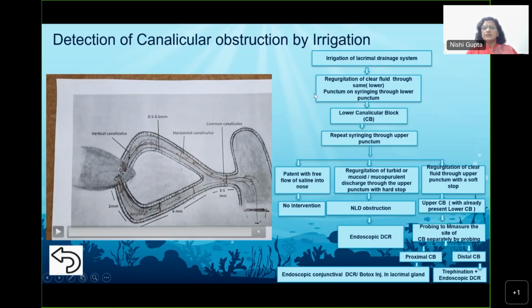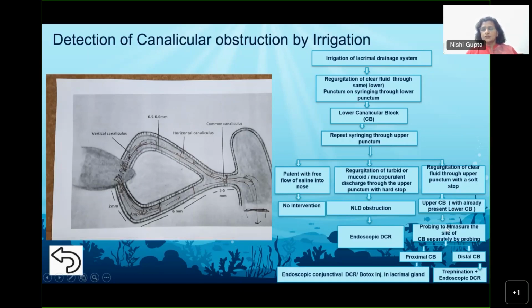So this flow chart, I've explained with the help of this flow diagram. Those of you who are interested can go into the fine details of what I've written. I've written exactly what I just told you: if there is irrigation of the lacrimal drainage system and clear fluid comes through the same punctum, then canalicular block. Repeat syringing through the upper punctum. If there is free flow, no intervention. If regurgitation, it indicates NLD obstruction, then we go ahead with endoscopic DCR. And if regurgitation through the upper punctum, that means there is canalicular block in the upper system also, and then probing is done.